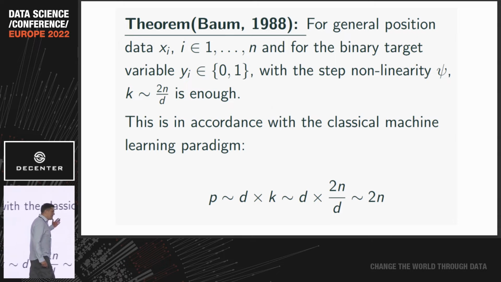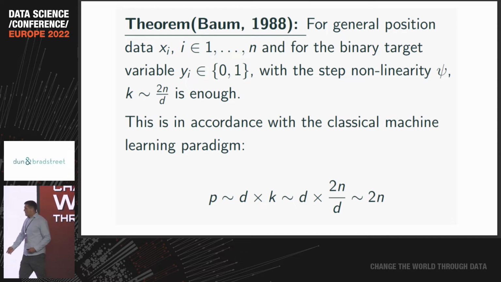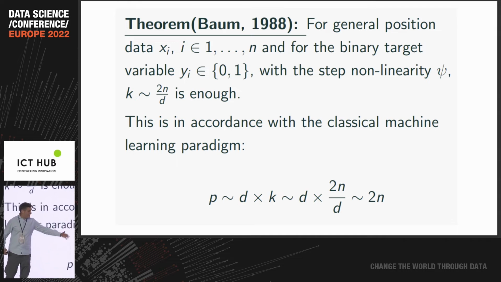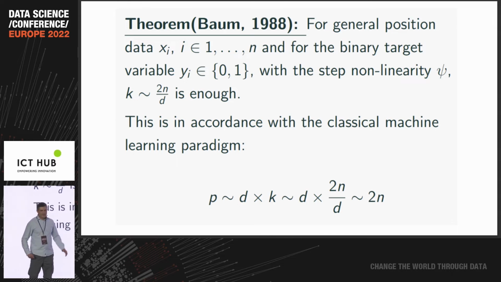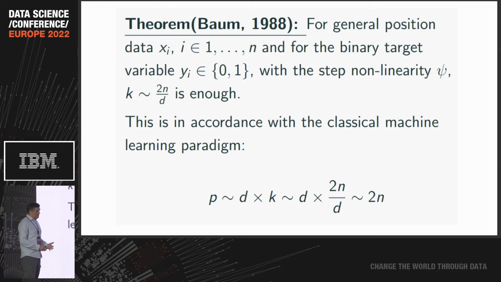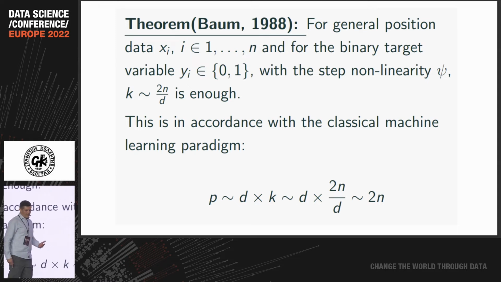And this is in agreement with the classical machine learning paradigm, where in this neural network that I presented to you, the number of parameters is equal to d times k. And k is 2n over d, so it is of order n. So the number of parameters is of the order of the number of data points.